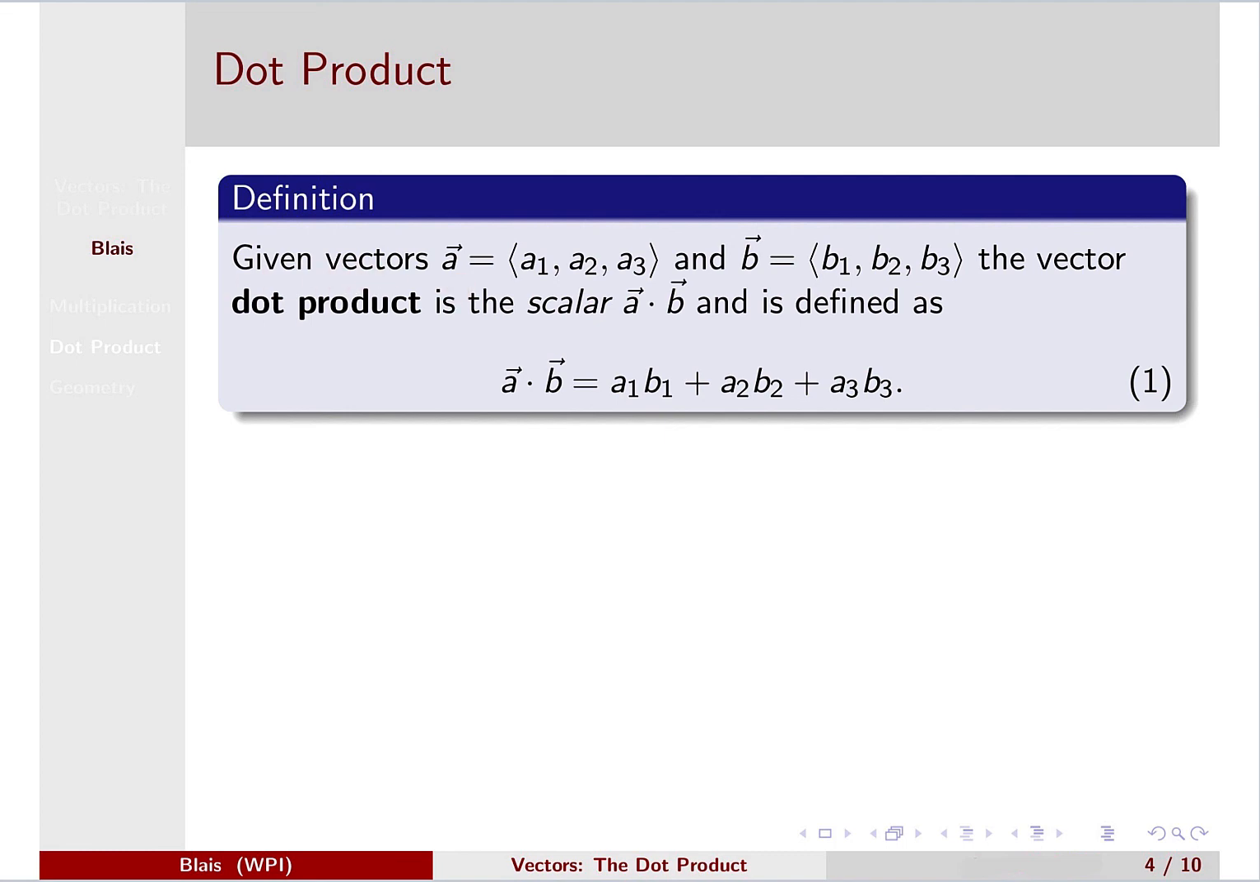Given vectors A = (A1, A2, A3) and B = (B1, B2, B3), the vector dot product is the scalar, and we write it A dot B, and it's defined in the following way. You multiply the respective components of the vectors and add those products. So we multiply the first component of A with the first component of B. To that we add the product of the second component of A times the second component of B. And to that we add the third component of A times the third component of B. And you can see from the way this is defined on the right-hand side that this is a scalar. And that is very important to remember, that the dot product is a scalar result.